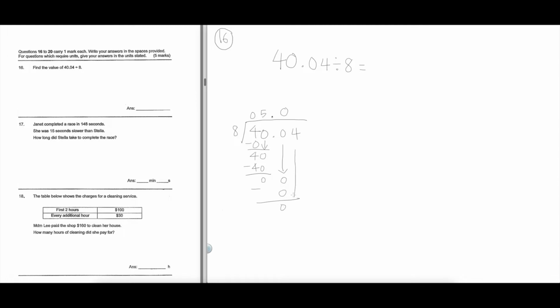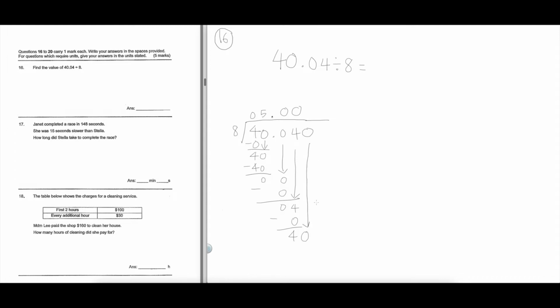So I put down the 4. And then 8 times what equals 4? 8 times 1 is already 8, so we can only use a 0. Minus 0, 4. So it seems like we need to add a 0 at the back. Just know that adding zeros at the back does not change the value of 40.04, just like how 5 is the same thing as 5.0. Okay, so I'm going to pull it down.